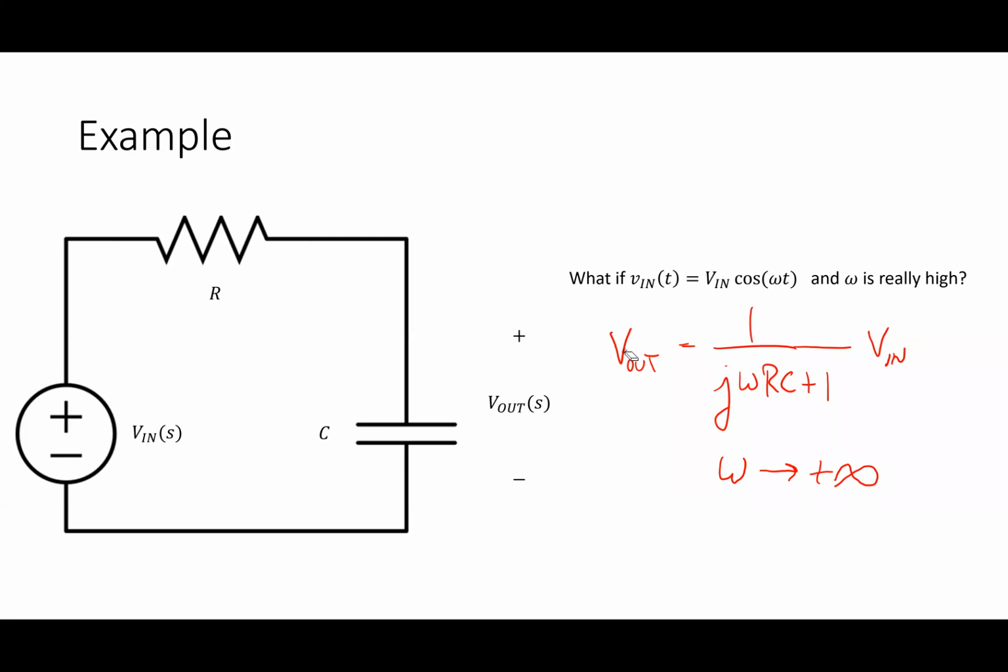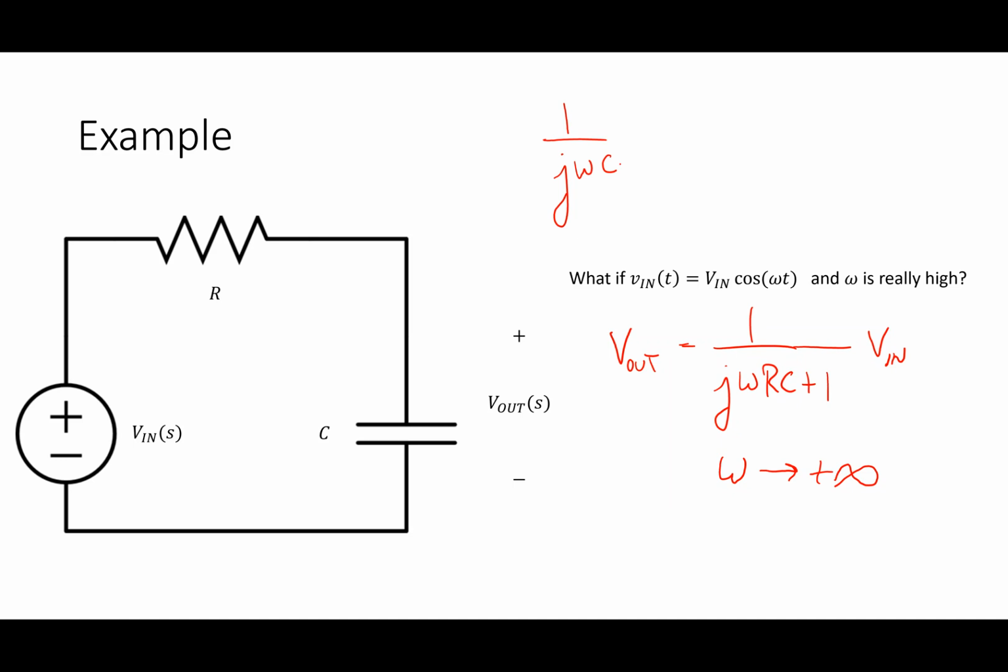That kind of makes sense because if I have a capacitor which has 1 over j omega C as its impedance, and omega is a high number, what's true about that capacitor? It's a short circuit. So there's going to be no voltage there.